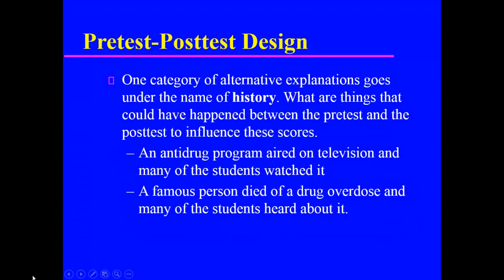So one category of explanation would be history. What are the things that could have happened between the pre-test and the post-test that could influence scores? For example, the students watched an anti-drug program aired on television, and many of the students saw that program. Another common example would be that a famous person died of a drug overdose, and many of the students heard about it. Those types of events could have an impact on their attitudes towards drug use.